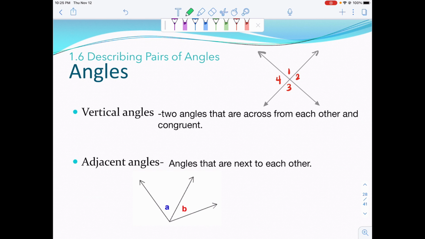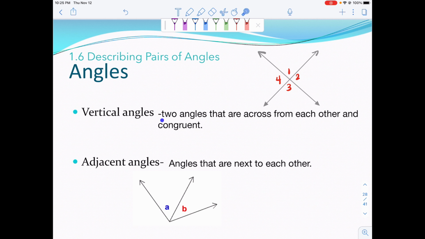This is 1.6, describing pairs of angles, a continuation of 1.5. Remember I said that 1.5 has a lot of angles, and we're just going to continue into 1.6. So the first pair of angles that we're going to talk about are vertical angles.